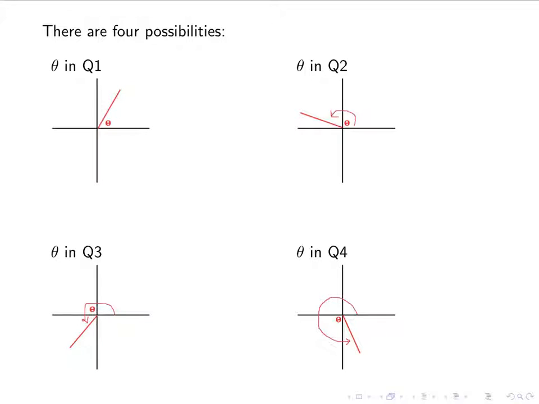So if theta is in quadrant 1, then theta itself is one of the angles between the terminal side and the x-axis, and the other angle is this one right here. So hopefully we can see that theta is the smaller or the acute angle. So theta reference, if I'm in quadrant 1, is theta. It's the same thing. If I'm in quadrant 2, then again theta is one of the angles between the terminal side and the x-axis, and the other one is this guy right here. The other one is the smaller one. It's the one that's less than 90 degrees.